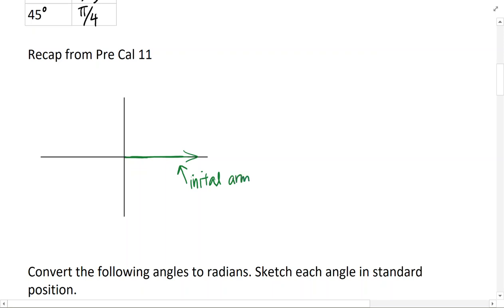From there, we always drew some angle, and then we would end up, for example, sometimes in this second quadrant, and we called this the terminal arm. Now, to get from the initial arm to the terminal arm, there is some angle that we travel, and sometimes you see it represented like such. And this is basically our angle in standard position.